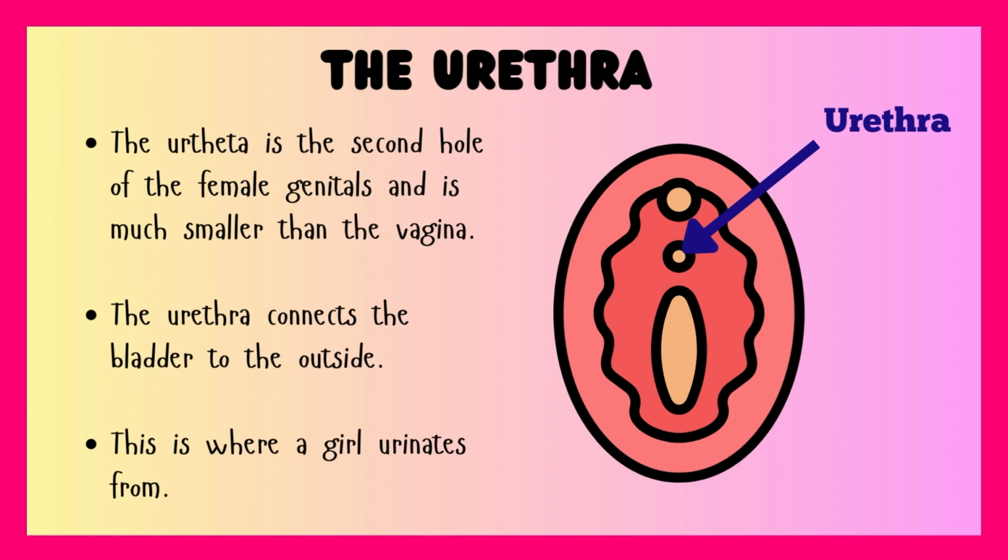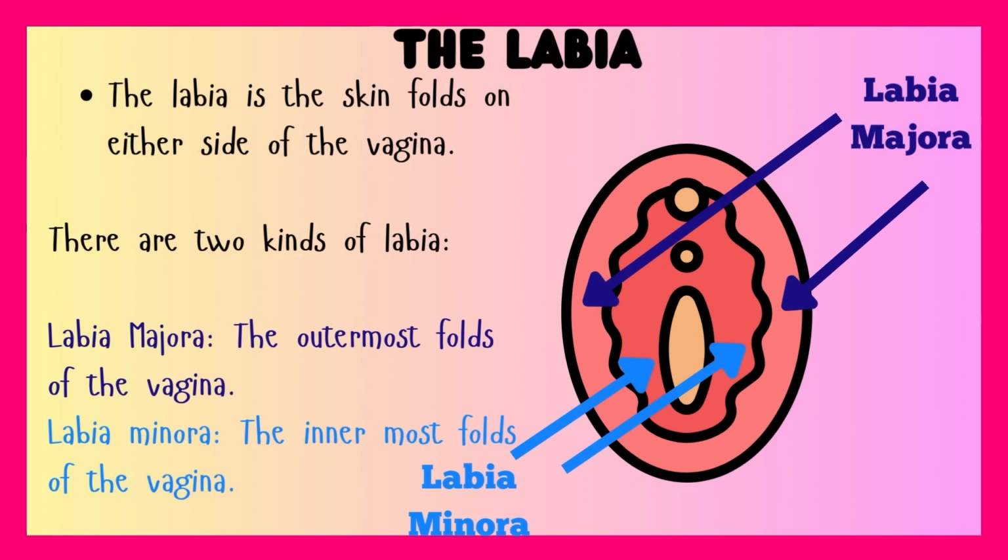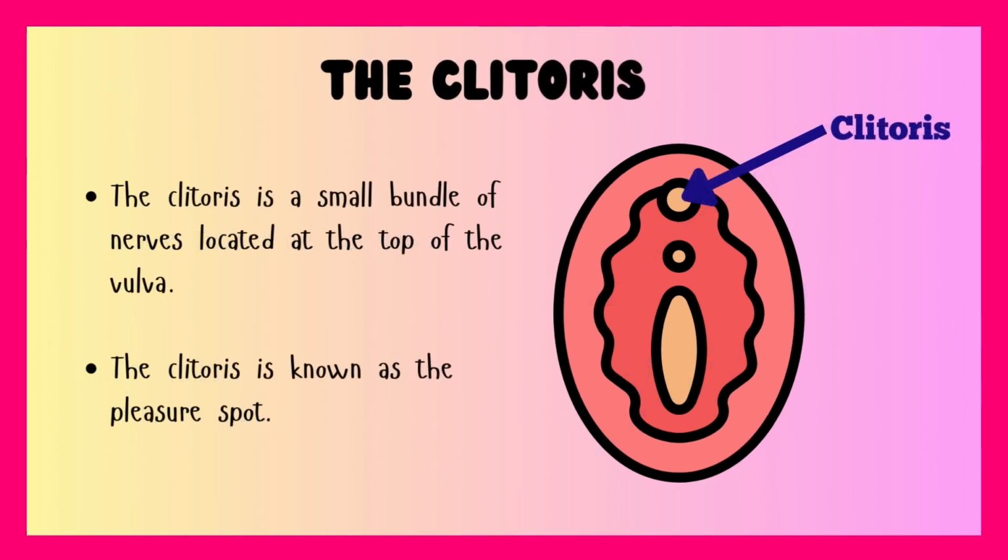The urethra is the 2nd hole of the female genitals and is much smaller than the vagina. The urethra connects the bladder to the outside. This is where a girl urinates from. The labia is the skin folds on either side of the vagina. There are 2 parts to the labia. The labia majora, which is the outermost folds of the vagina, and the labia minora, which is the innermost folds of the vagina. The clitoris is a small bundle of nerves located at the top of the vulva.